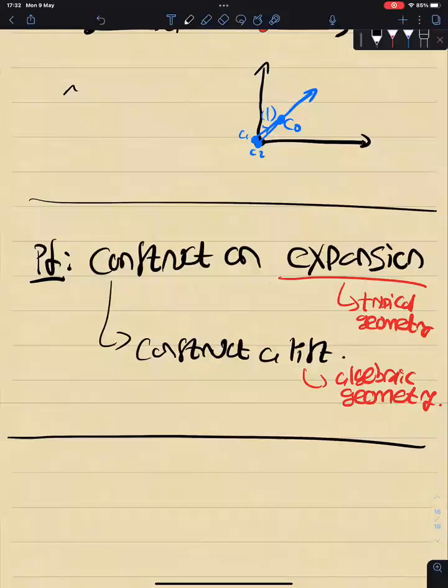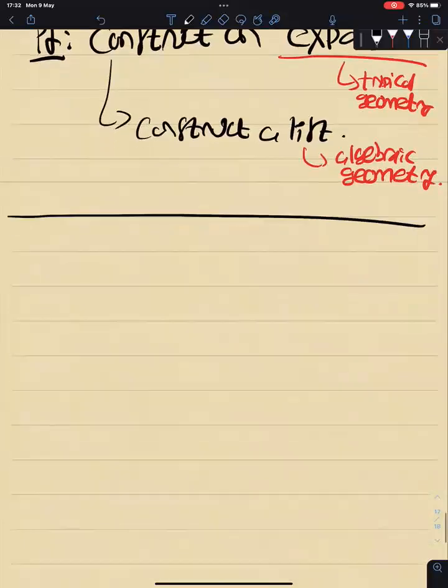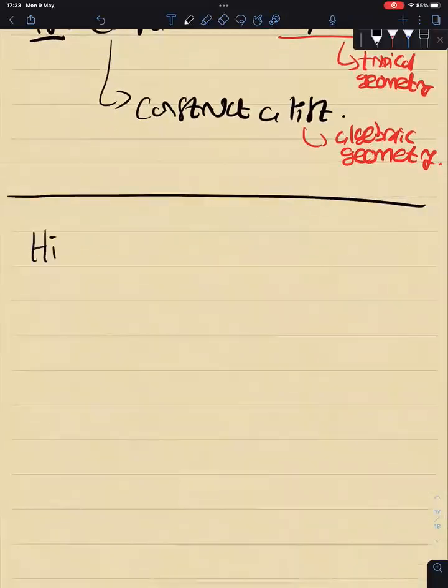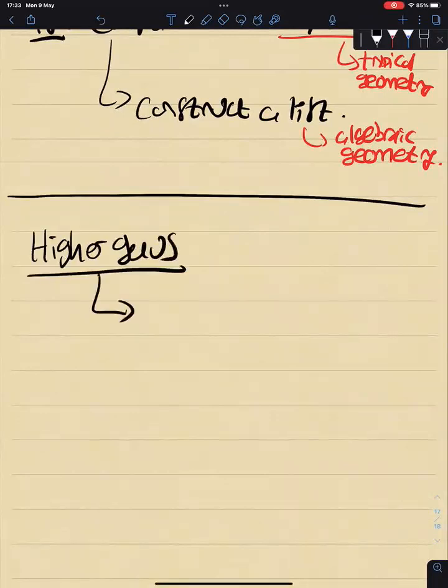Okay, let's talk about higher genus since it's coming up. So why can't we just do the same thing for higher genus? It's not clear that we can't. I'll say two things.